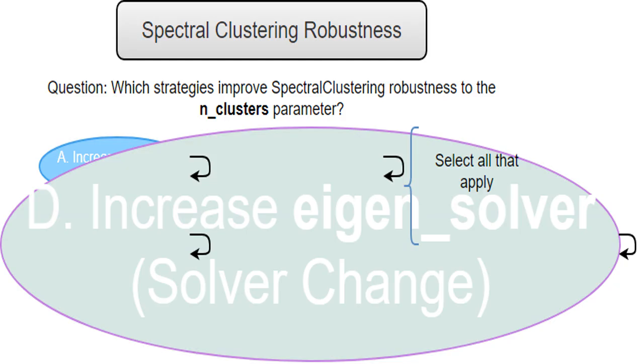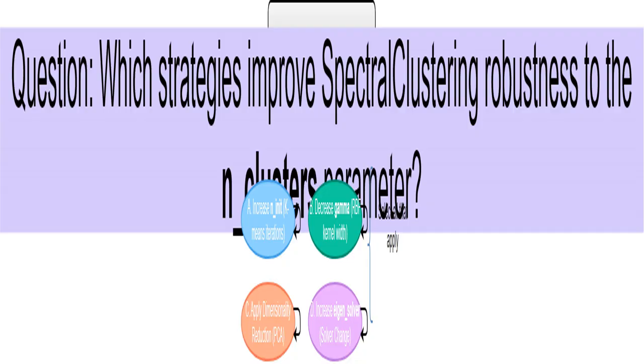Changing the eigen_solver primarily affects the computational efficiency and numerical stability of the eigenvalue decomposition. Different solvers have different strengths and weaknesses, but altering this parameter doesn't inherently reduce your algorithm's sensitivity to the n_clusters parameter. The core question here is about the robustness of spectral clustering in terms of how it is sensitive to the number of clusters that you choose. Therefore, we need to carefully consider what methods could make this less sensitive.